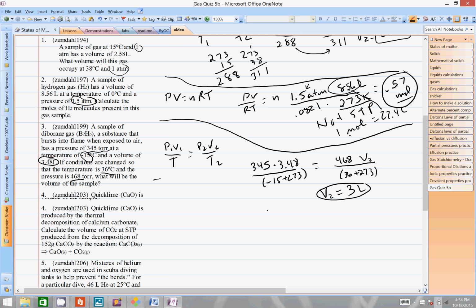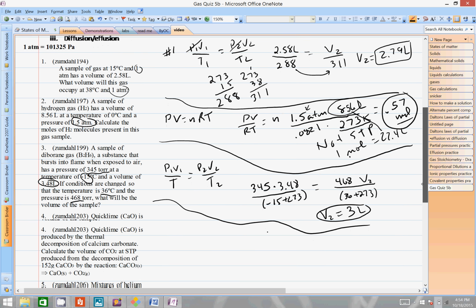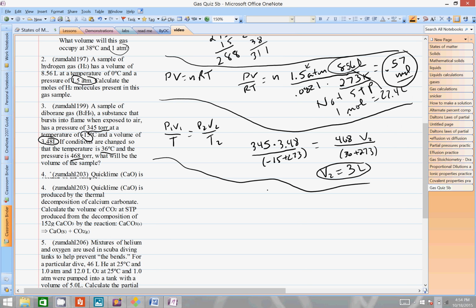Next one. Let's see what we've got here. Alright, so the copy is kind of funny, but we'll get rid of that. Quicklime, calcium oxide, is produced by thermal decomposition of calcium carbonate. Calculate the volume of CO2. So that's the question they want.